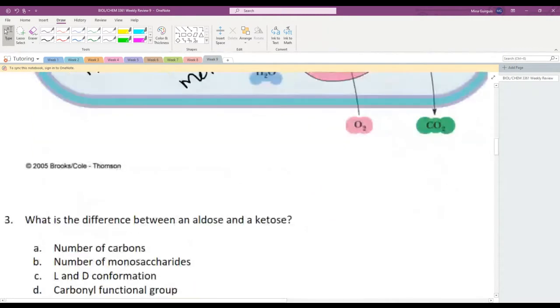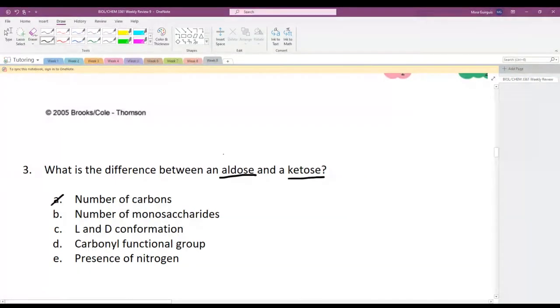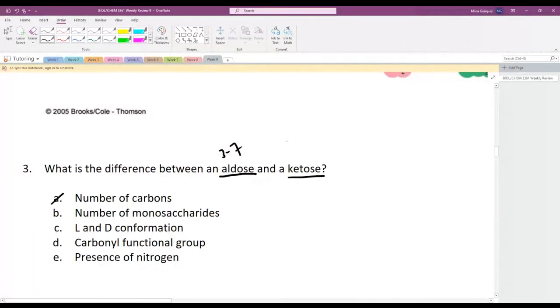So the first question is, what is the difference between an aldose and a ketose? Okay. Now, when we name sugars, aldoses and ketoses are very common classifications of sugars. Aldoses can have some number of carbons. They can have between 3 and 7 for a monosaccharide. Ketoses can have the same. That really doesn't tell them apart. Number of monosaccharides, so this would be for something like an oligosaccharide or a polysaccharide. The polysaccharides can be made up of both aldoses and ketoses. This doesn't really help.